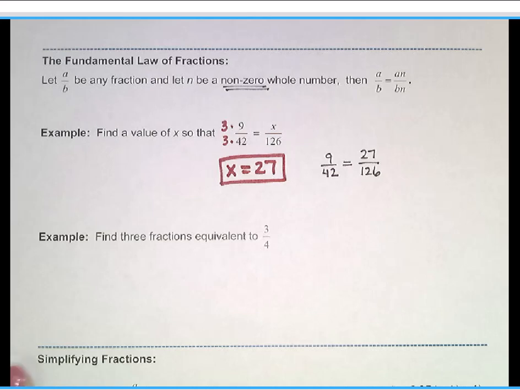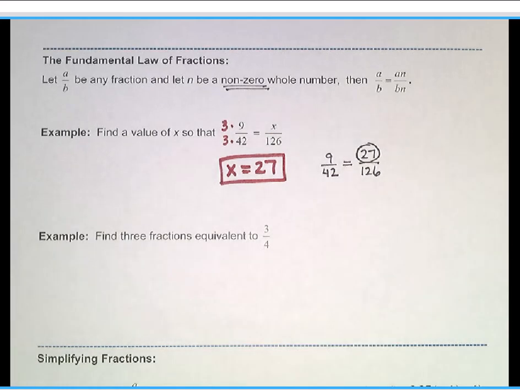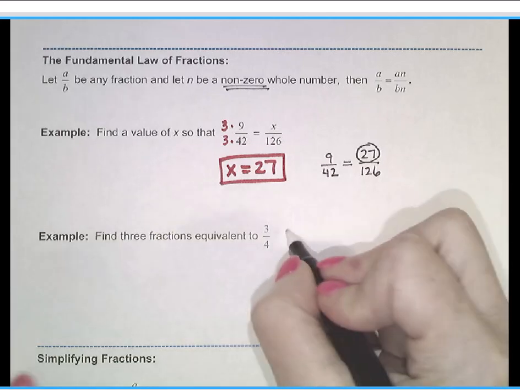So we just created a numerator that makes these equivalent fractions. It's just about figuring out what number you would multiply the top and bottom by. That's it. Then it says find 3 fractions equivalent to 3/4. Any 3 fractions. So there's an infinite number of answers. As long as you multiply the top and the bottom by the same number, you're going to have an equivalent fraction.